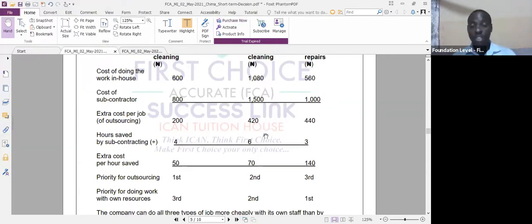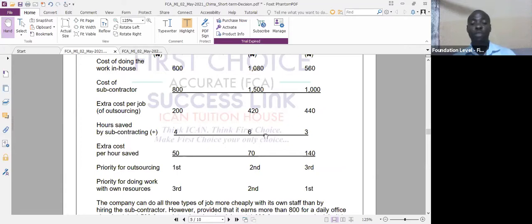Now the opposite will be the priority of doing it in-house. You want to do first the one that will give you the higher cost per hour saved. So that 140 is what you want to do first, followed by the one of 70 naira. The last one in-house is going to be 50. So you see there is an opposite effect.